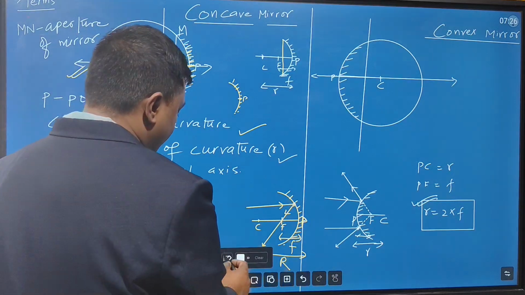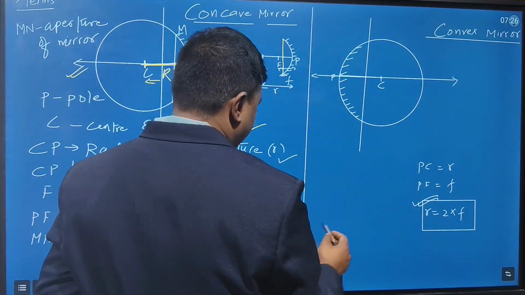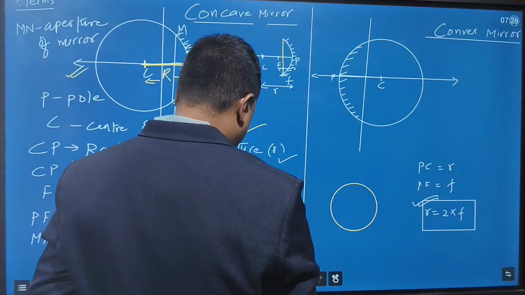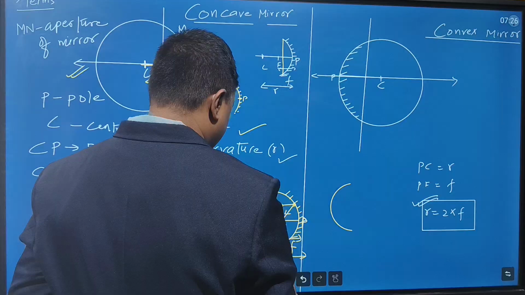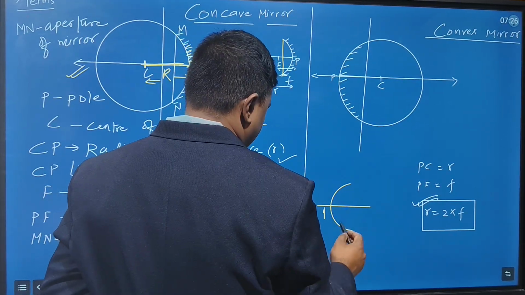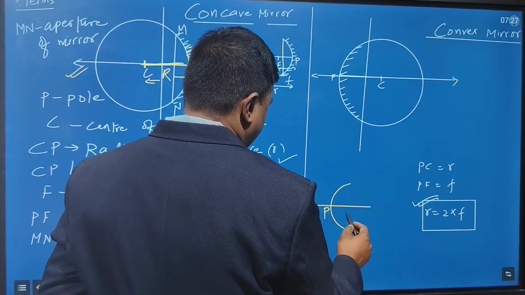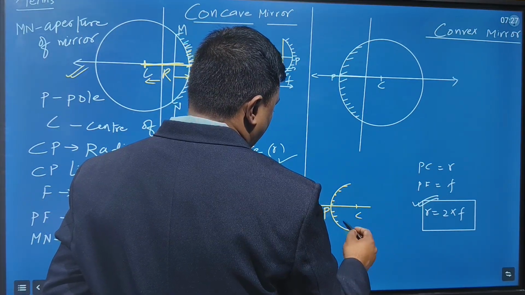In the case of a diverging mirror, that is, the convex mirror, let's take a principal axis. This is P, the midpoint. Now this is the center of curvature. The inner part is polished, and that is the convex mirror.